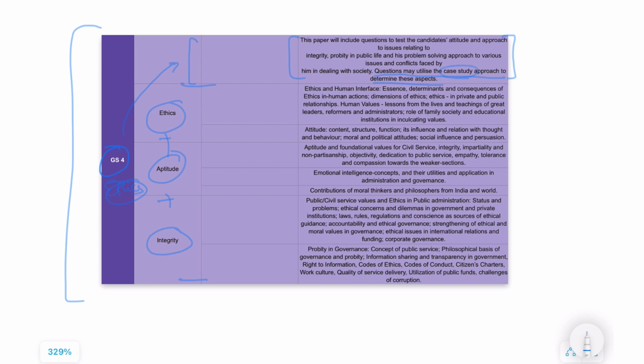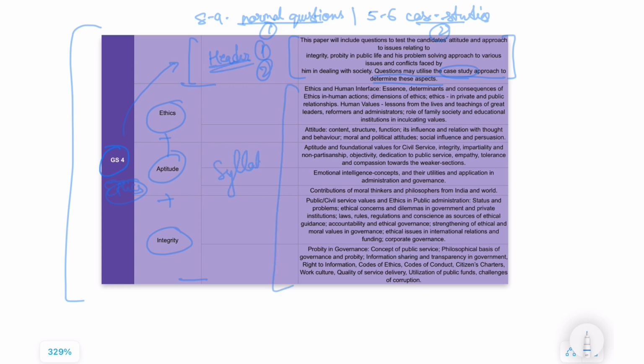In GS4, on average, you will have 8 to 9 normal questions, which will have some further subparts. Then you'll have around 5 to 6 case studies where it's an application of your ethics, aptitude, and integrity. There are two types of questions here, a normal question and a case study question. This is what they're trying to say in the first header of the syllabus. But this is your main syllabus here.